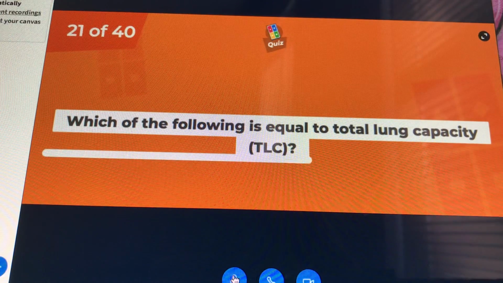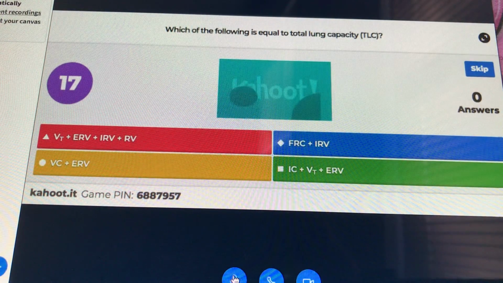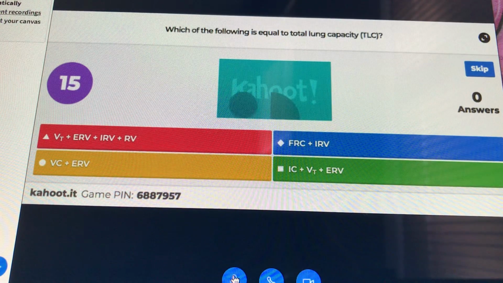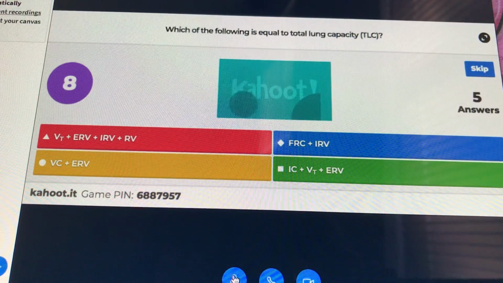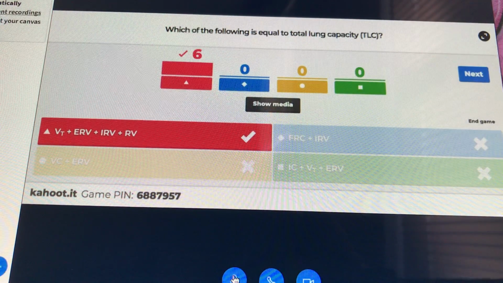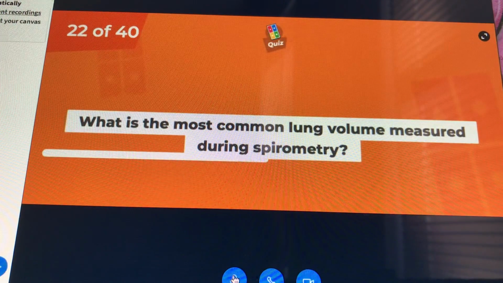Which of the following is equal to your TLC, or total lung capacity? That's all of them. If you remember your box, all four volumes equal your total lung capacity. So that's your tidal volume, your ERV, your IRV, and your RV. Okay, let's keep in our lead. He's got a hot streak.